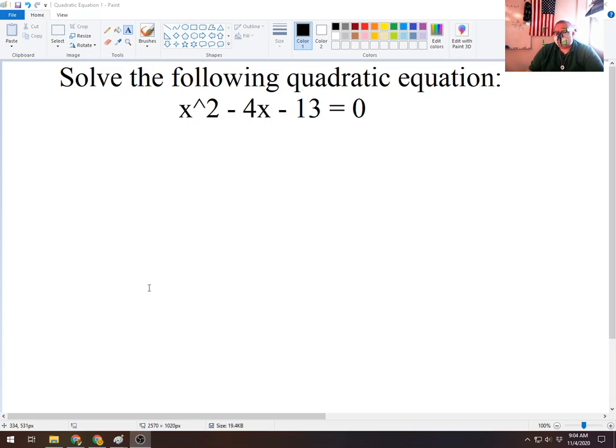All right, so we're going to talk a little bit about quadratic equations. What is a quadratic equation? Why do we care about them? That sort of thing. A quadratic equation is any equation which has a sort of squared term.